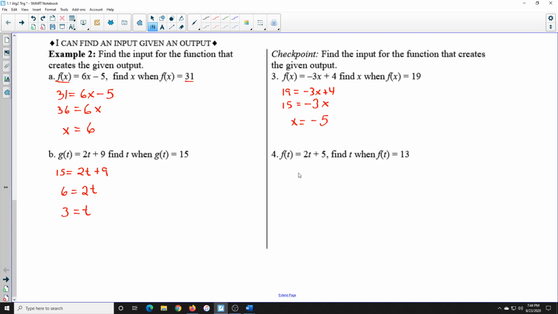And number 4, f of t equals 2t plus 5. So finding t when f of t is 13, so that goes here. And then 2t plus 5, now we solve for t. So first thing we're going to do is get rid of this 5 by subtracting. So 13 minus 5 is 8 equals 2t, and then t equals, so 8 divided by 2 is 4. And that's that.